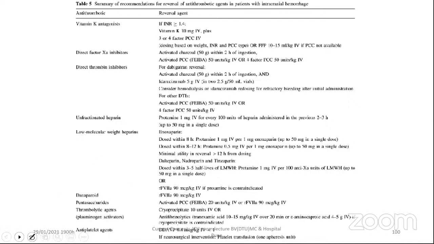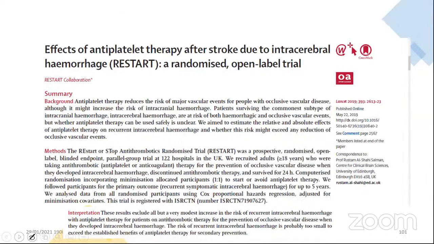Okay, right. So I'll go on to the second. So this is RESTART. This is a randomized trial, that's what I was telling. If antiplatelet associated, now the patients who are on antiplatelets, they develop ICH. Whether to start antiplatelets or not is a big question. We don't know the real answer. We don't know really.